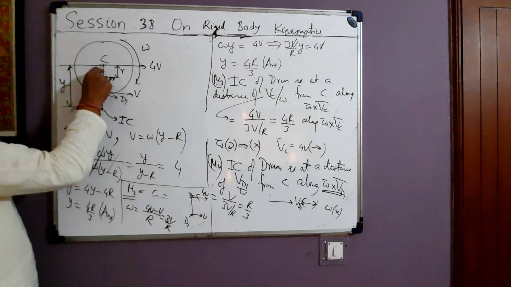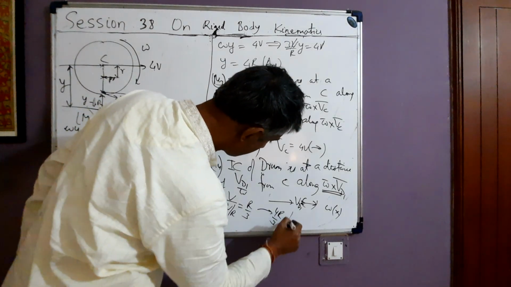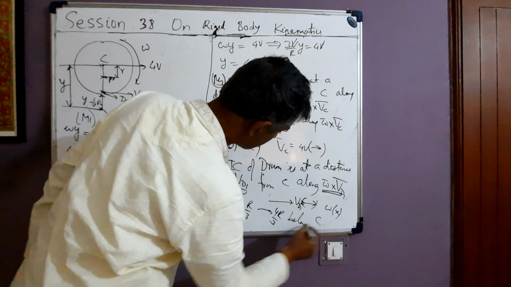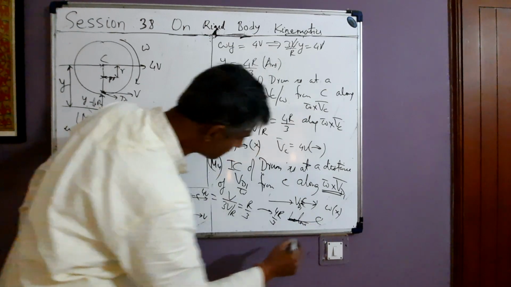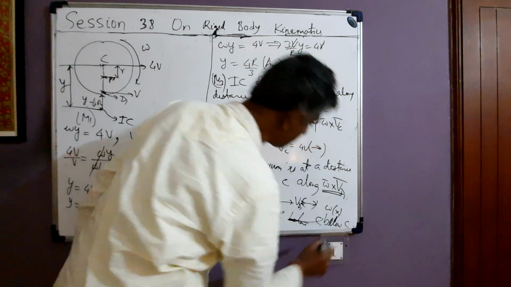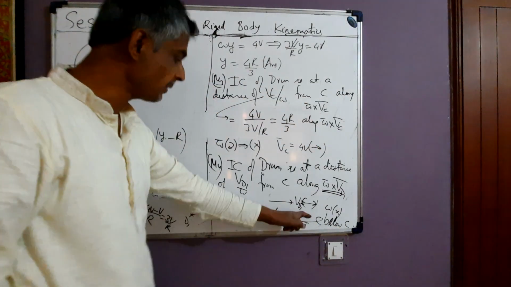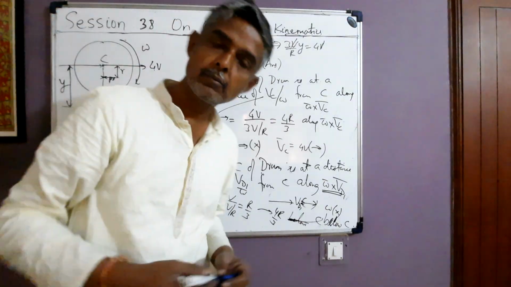That is at a distance of r plus r by 3 below C, that is, at a distance of 4r by 3 below C. Same answer as you obtained by the first three methods. Alright, fine.